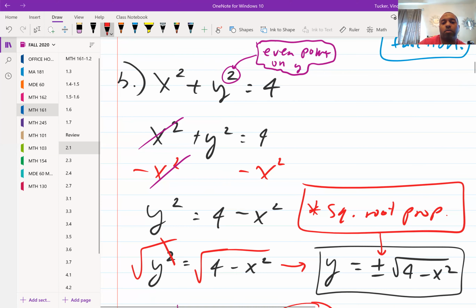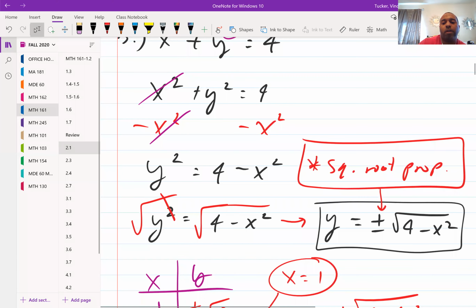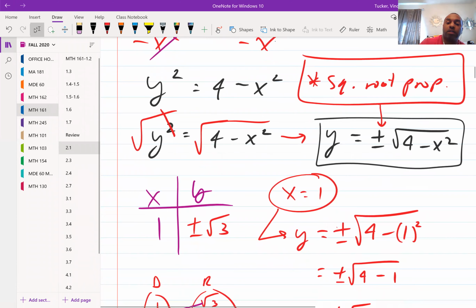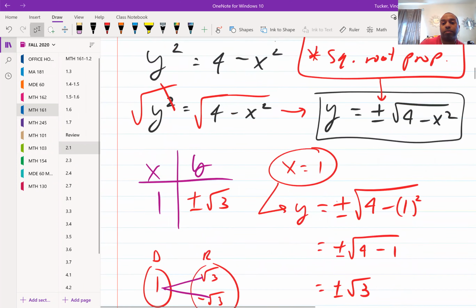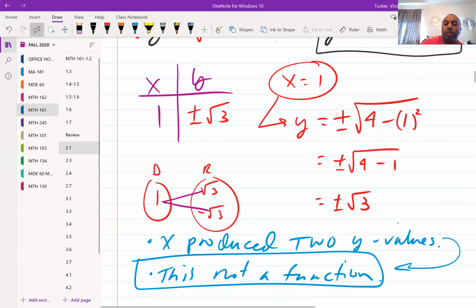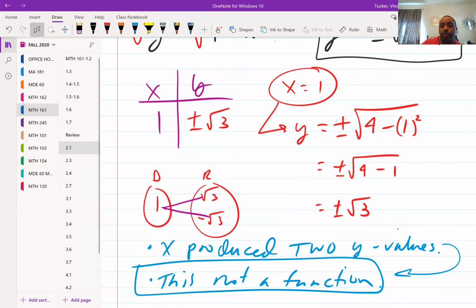All right, scroll up, everybody good. So now that we have that plus or minus there, remember that plus or minus represents a positive result and a negative result. So when I plug in, let's just use x equals 1, I would get out positive and negative square root of 3. So I'm getting out two results when I plug in the number 1. That means x produced 2 y values, and that means that this is not a function.